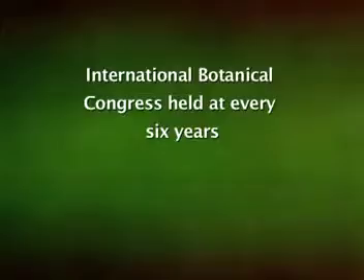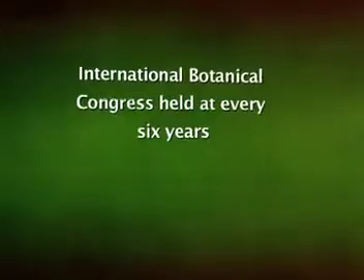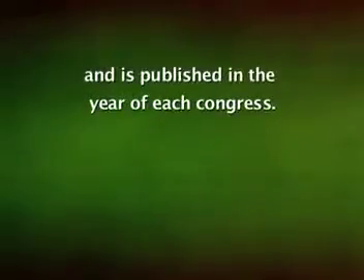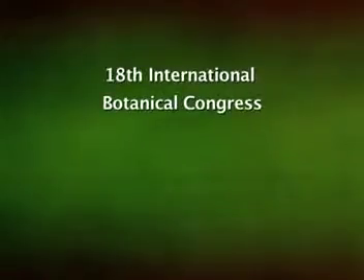International botanical congresses are now held every 6 years, and the code is named after the place where the congress is held and is published in the year of each congress. Several changes have been made in the current code, which was adopted at the 18th International Botanical Congress, as a result of which the rules of nomenclature have almost stabilized. This was held at Melbourne in 2011 and will be published approximately in mid-2012.